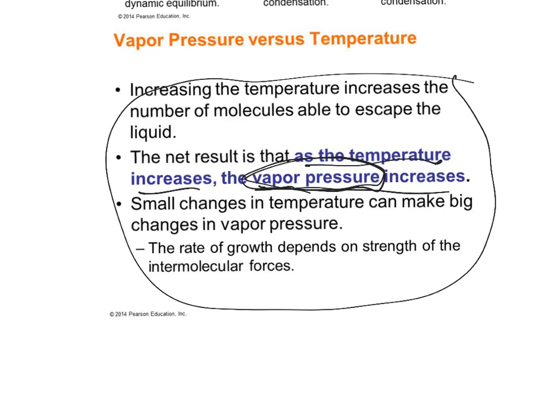So that's the end of this section. In the next section, we'll get into how to do the calculations, where you look at the quantitative relationships between vapor pressure and temperature. That's something called the Clausius-Clapeyron equation, and we will deal with that in the next section.